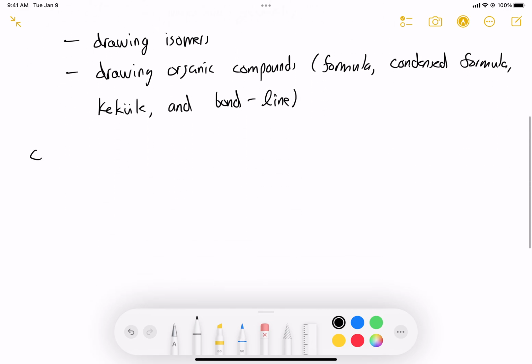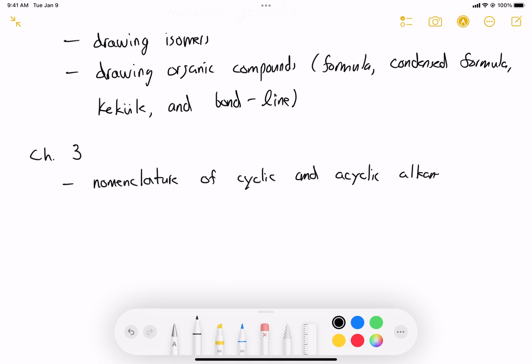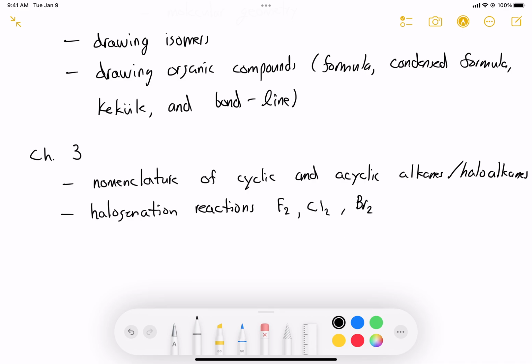Chapter 3. So, big one is nomenclature of cyclic and acyclic alkanes and haloalkanes. Okay? And then you want to know about halogenation reactions. So halogenation reactions involving F2, Cl2, and Br2, because those are the only ones that can do a halogenation reaction.